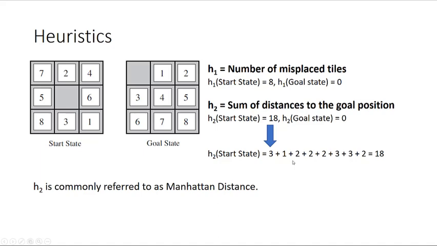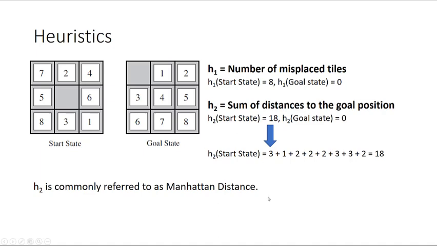And so what we do is go through each of these tiles and count the distance away they are from their goal location, and that gives us the overall heuristic value for the state. So here we end up with 18. So 18 would be the heuristic value of the starting state if we use this heuristic.